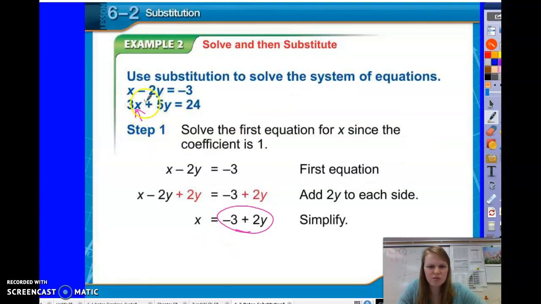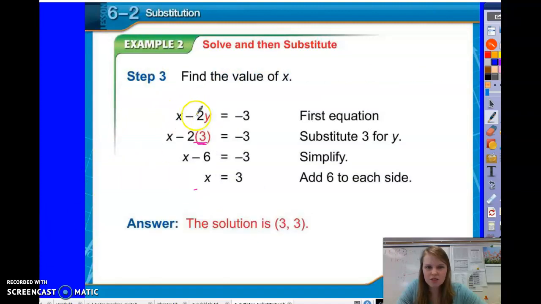Pick your favorite. What's your favorite? So we had y equals 3. Plug in y equals 3 for one of those. The book chose this equation. They plugged in 3 for y, and they got x equals 3. Oh, that's funny, 3 and 3. So the solution is (3, 3).